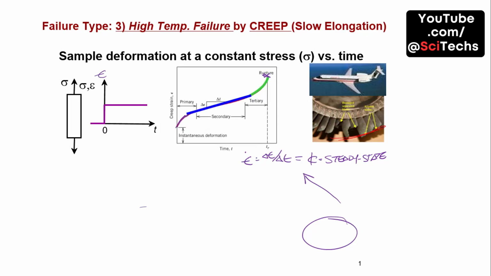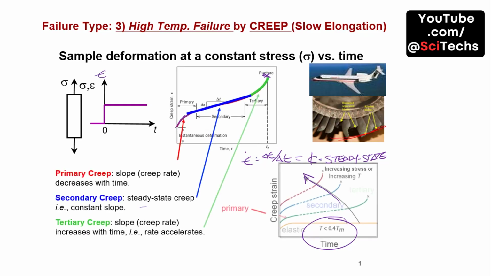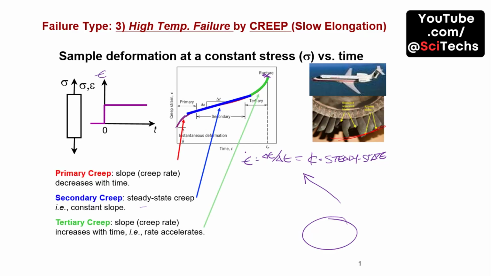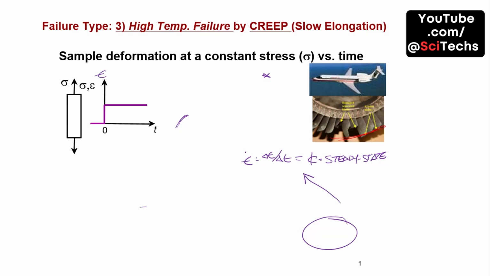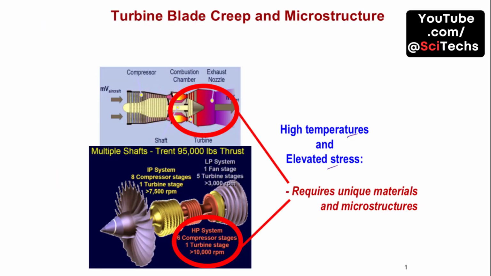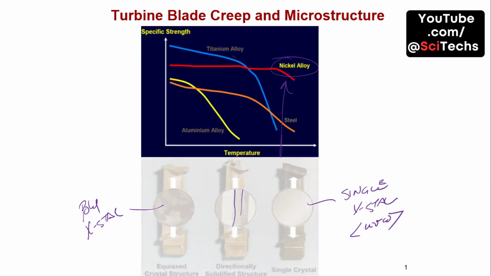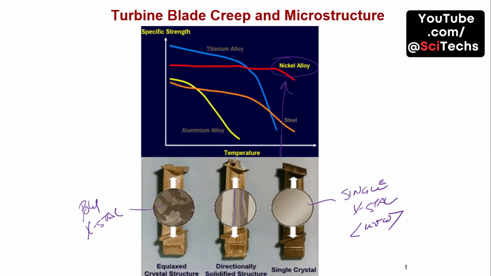Creep failure occurs at high temperatures due to slow elongation. Here, we see sample deformation at a constant stress over time, highlighting primary, secondary, and tertiary creep stages. Turbine blades operate under high temperatures and elevated stress, requiring unique materials and microstructures to withstand these conditions and prevent creep failure. Different materials exhibit varying strengths at high temperatures. Nickel alloys, for example, maintain their strength better than steel or aluminum alloys, making them ideal for high-stress applications.